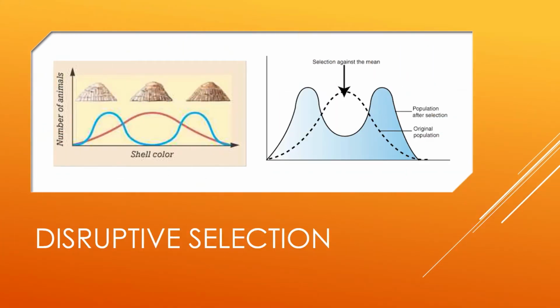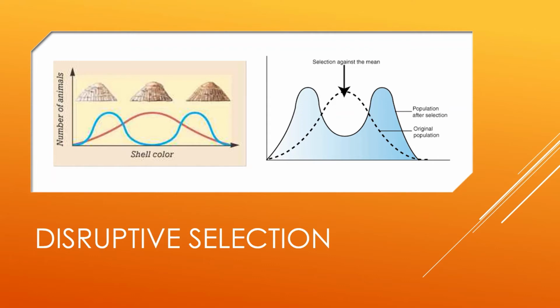Last kind of curve is disruptive selection. Okay, so this is where basically it's the opposite of stabilizing selection. Both the outer ends of the spectrum increase in population or likelihood, while the intermediate decreases. You can see in shell color potentially of clams.